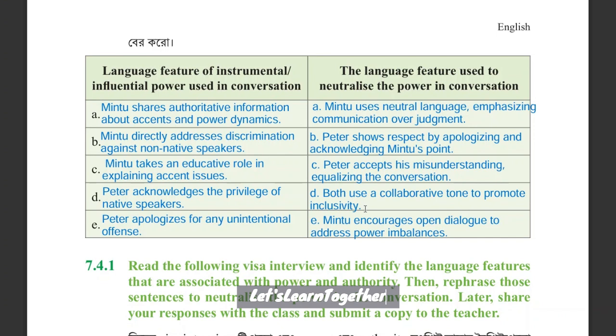That means rather than going into disagreements, they expressed their own points, even though those were different, but at the same time they didn't disrespect each other's points. They respected each other's points, and at the same time they expressed their point of view as well. Then Mintu encourages open dialogue to address power imbalances.